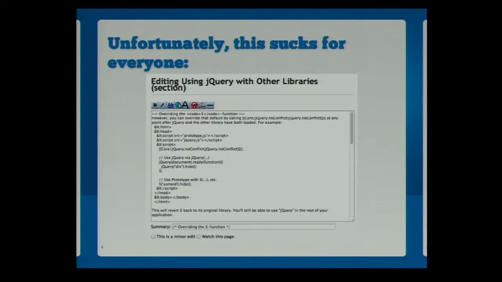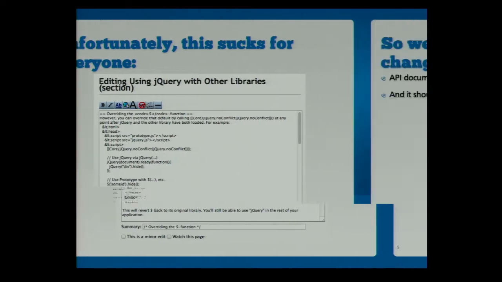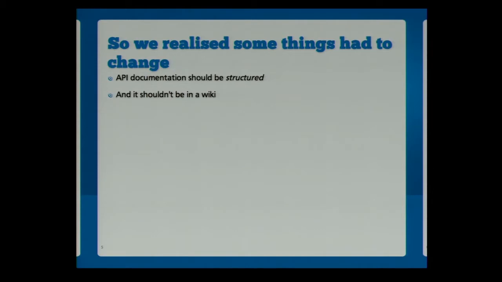Also, what sucked about the wiki for us is, who wants to edit HTML inside of escaped XML inside of a text area? The answer is nobody does. So we realized that we had to change this whole deal. We realized our API documentation had to be structured. It probably shouldn't be in a wiki anymore.